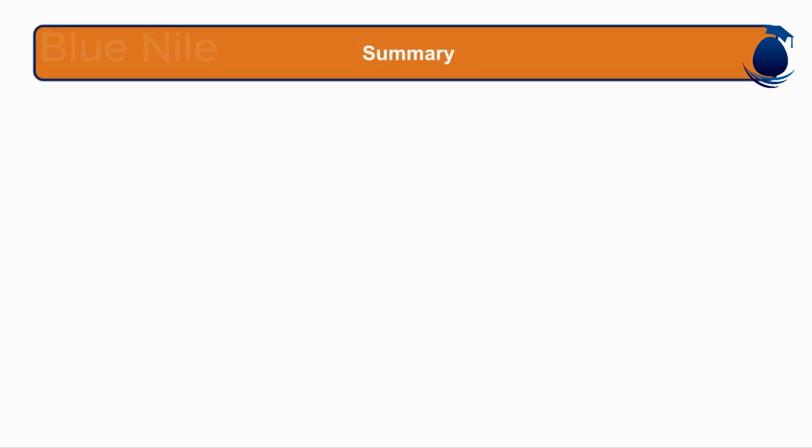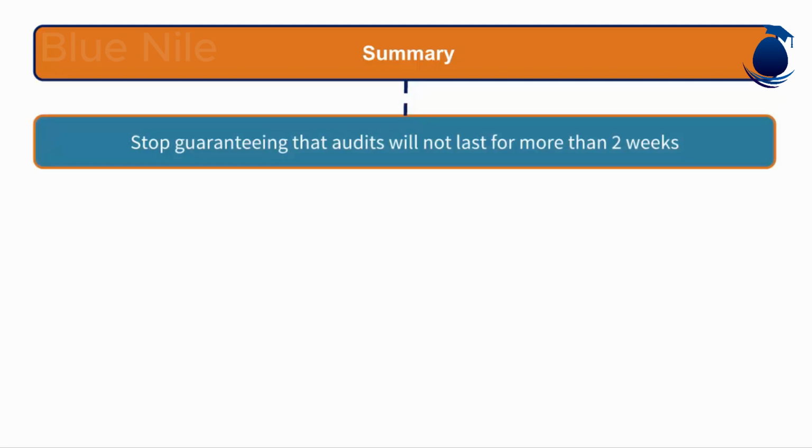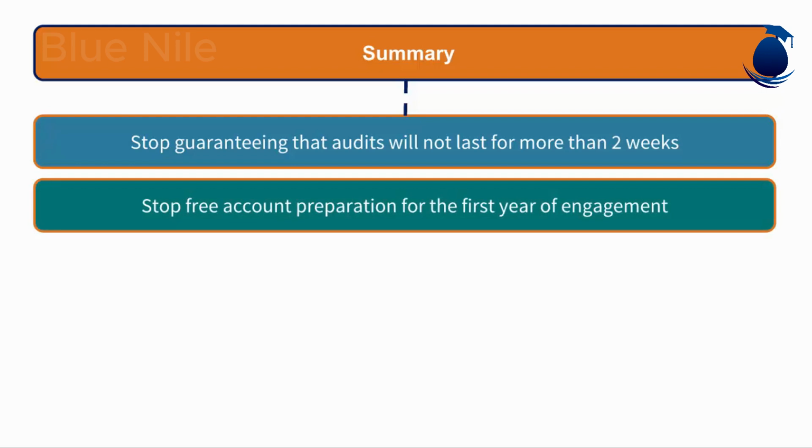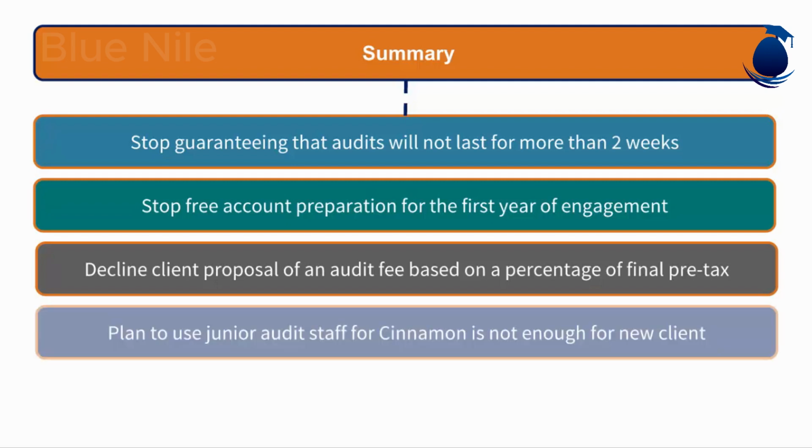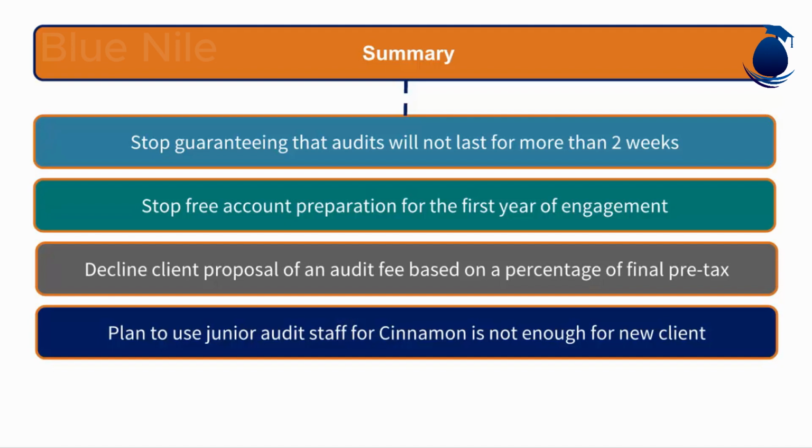In summary, our 5 ethical risks and recommendations are: guaranteeing audits will not last more than 2 weeks should now be stopped as it's not possible to audit them properly. Free account preparation for the first year of engagement should be stopped and the fees should be charged for work completed. Proposal of an audit fee being based on a percentage of final pre-tax profit should be declined as contingent fees are not allowed. Using junior staff for Cinnamon because it is busy is not enough for a new client, and more experienced staff should be on the team.